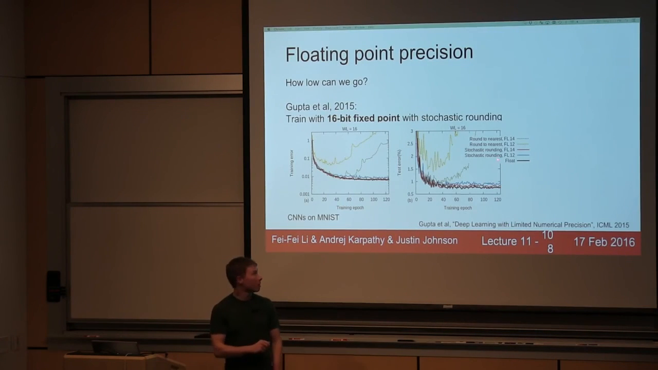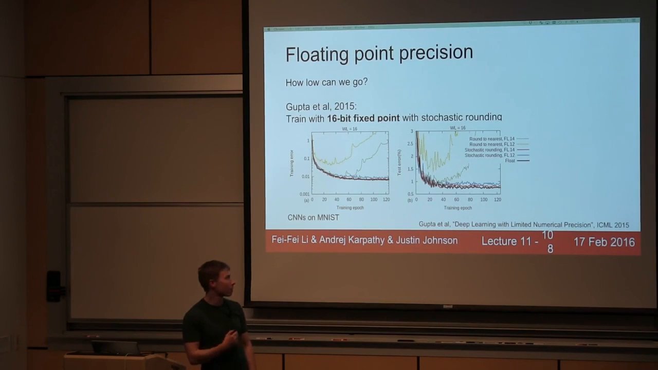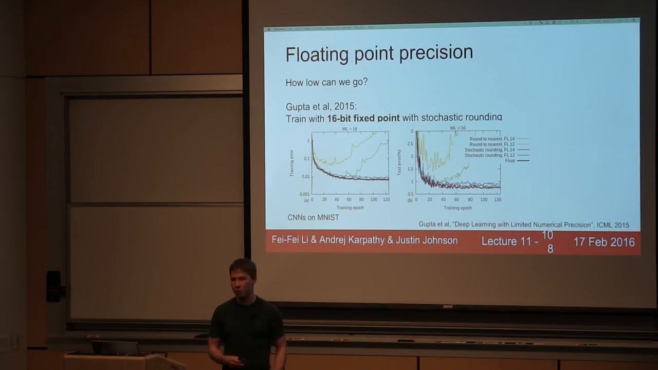So they found that, for example, these were 16-bit fixed point numbers with 2 bits for integers and between 12 and 14 bits for the fractional part. When you use this idea of always rounding to the nearest number, these networks tend to diverge. But when you use these stochastic rounding techniques, then you can actually get these networks to converge quite nicely, even with these very low precision numbers.